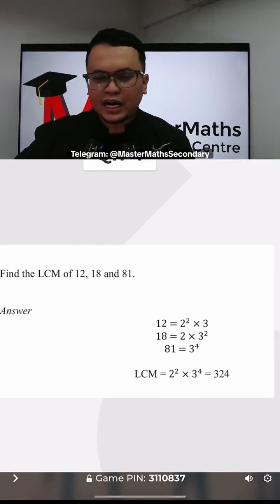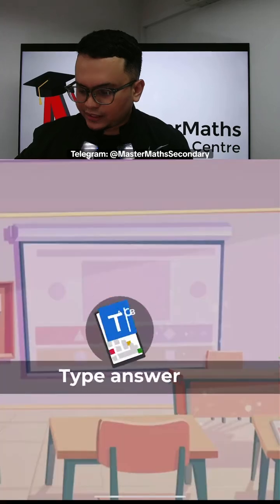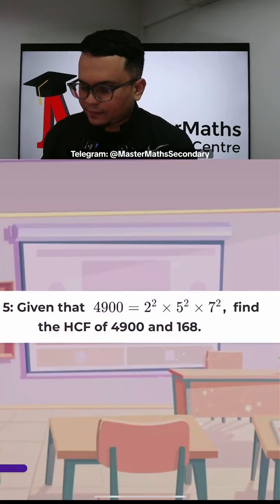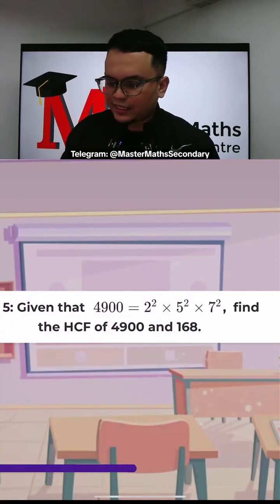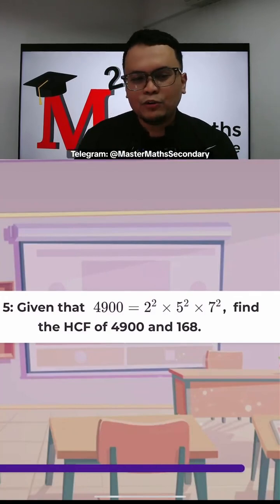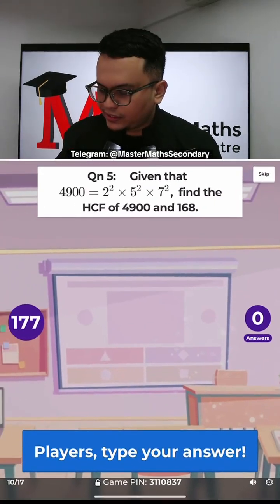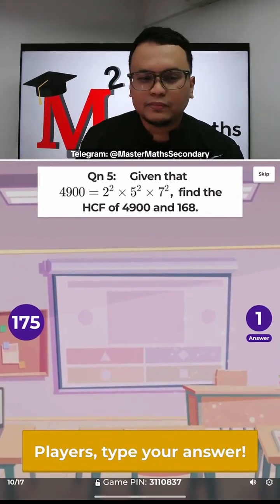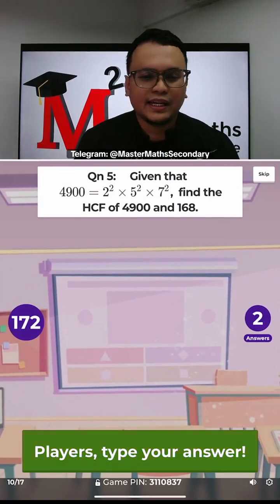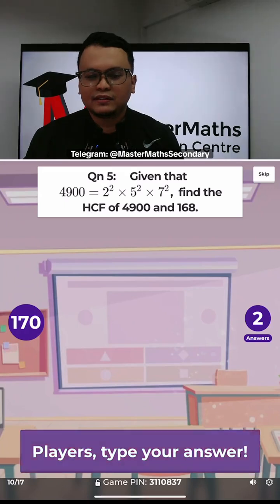Question 4, we're halfway there, still another 4 questions to go. You're supposed to type out your answer, guys. Now it's the HCF. I already did the prime factorization for 4900 for you. Your job is just to do the prime factorization for 168, and then you can find your HCF.